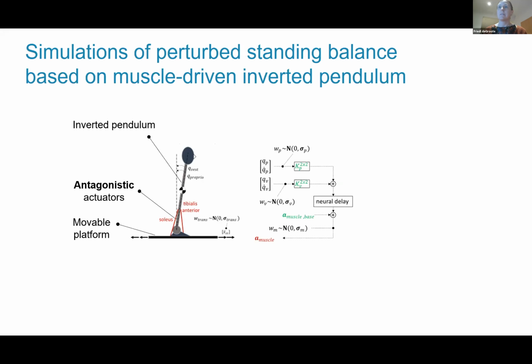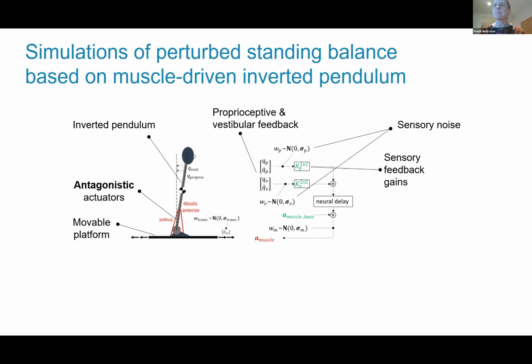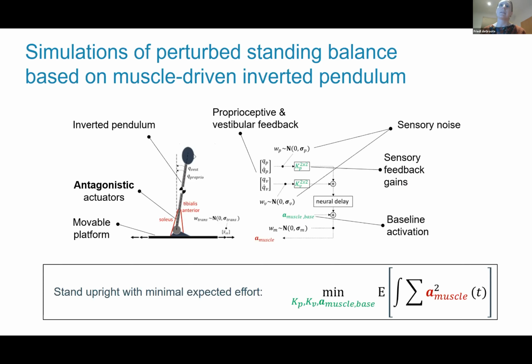The activation of these muscles was a combination of a constant feed-forward activation and feedback. And feedback activations were a linear combination of proprioceptive and vestibular feedback that was corrupted by sensory noise. The feedback gains were constant for a given perturbation level. And we solved for feed-forward muscle excitations and feedback gains that minimized expected effort. And in this case, we imposed the desired reference, that is upright standing.